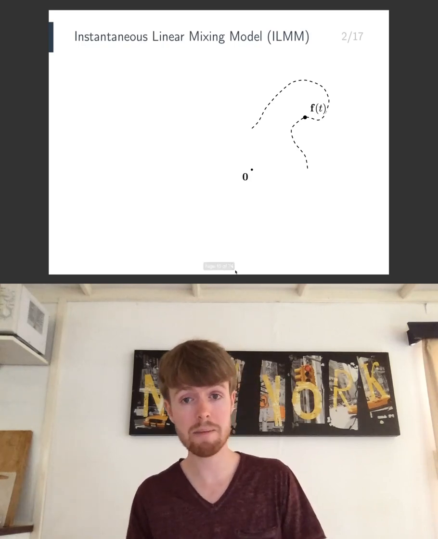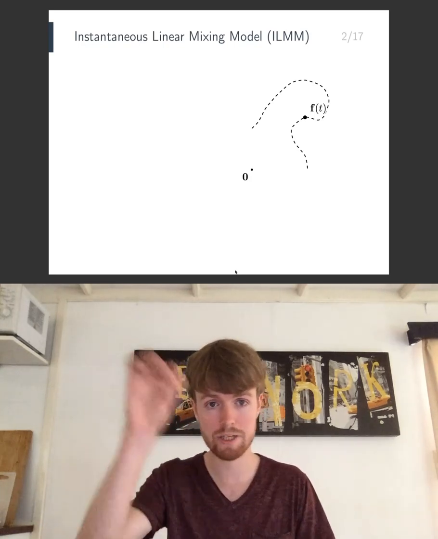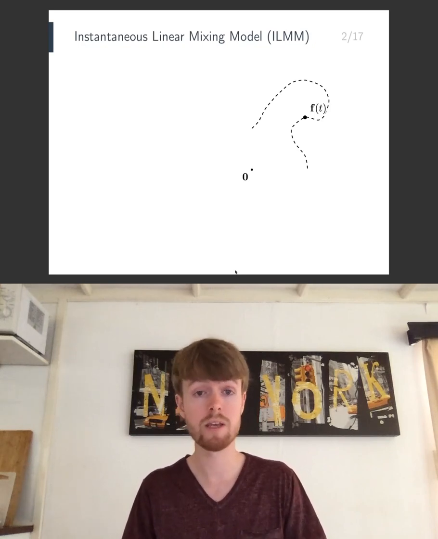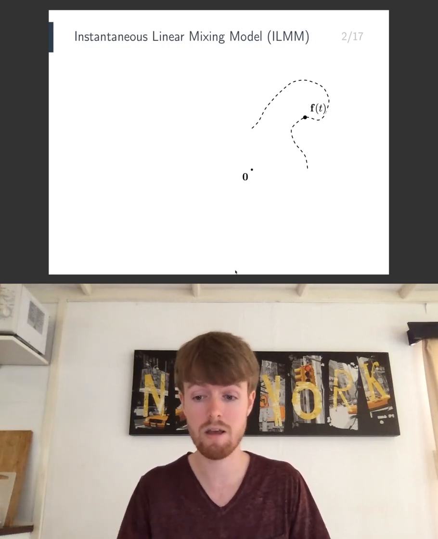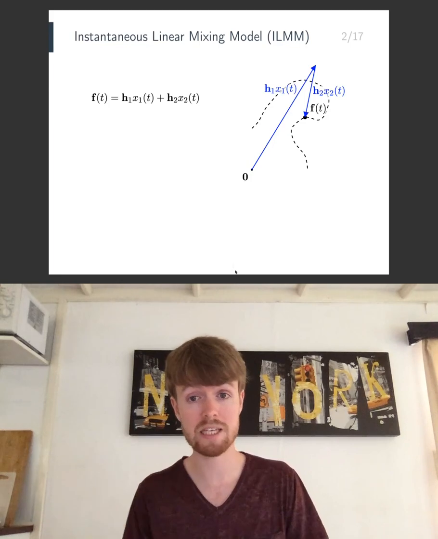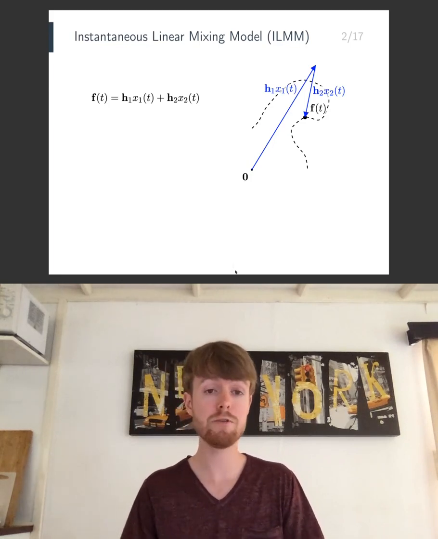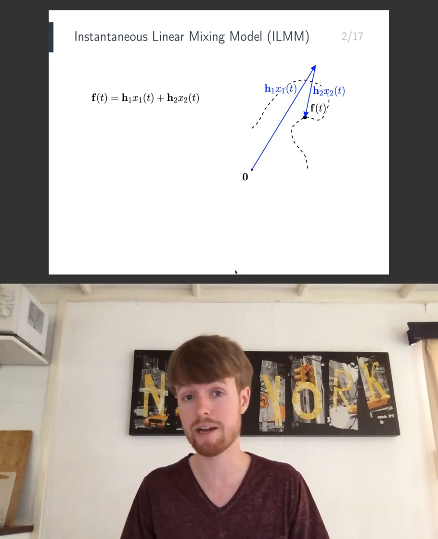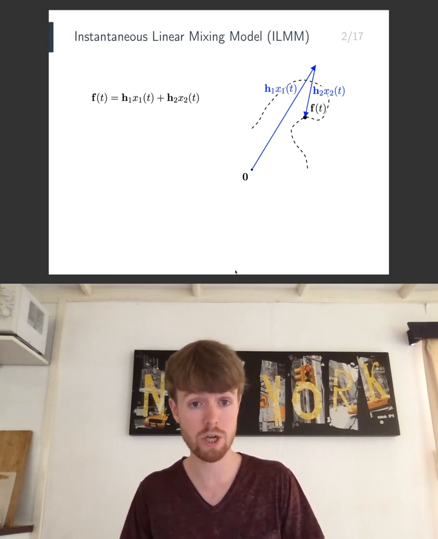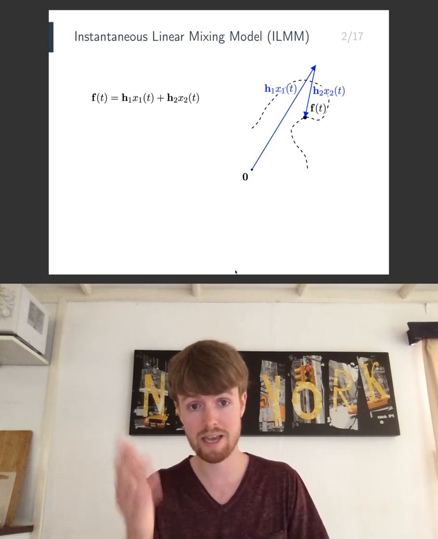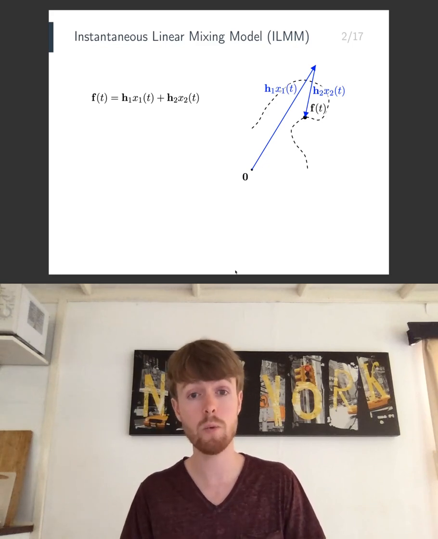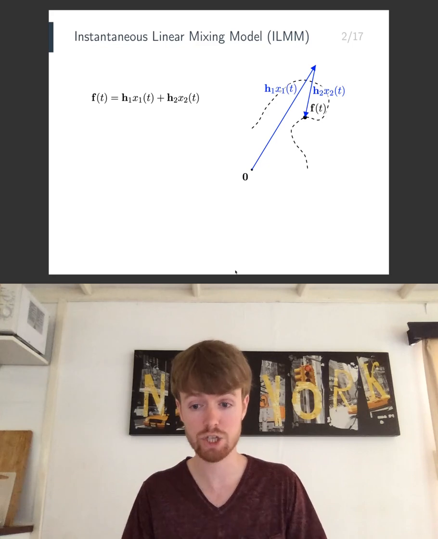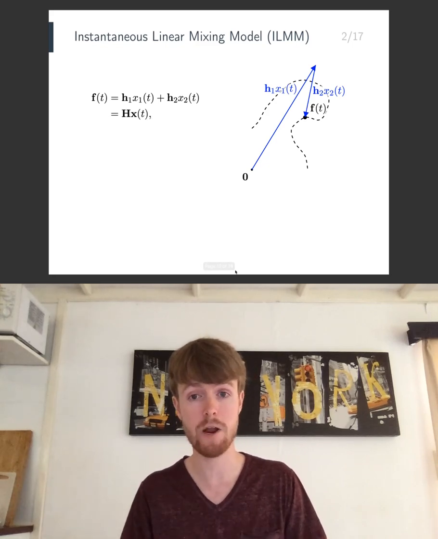Consider modeling a particle moving around in the two-dimensional plane. A common way to construct multi-output GPs is to choose a fixed basis, for example, consisting of the basis vectors h1 and h2, and to explain the observations f by taking linear combinations of these basis vectors, where the coefficients associated to the basis vectors, in this case x1 and x2, vary with time. Aggregating these basis vectors into a matrix H, this can be more compactly written as follows.